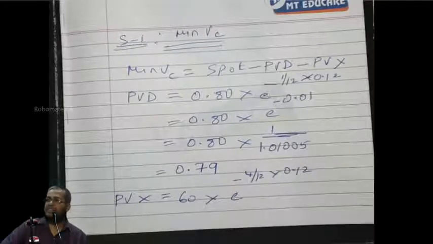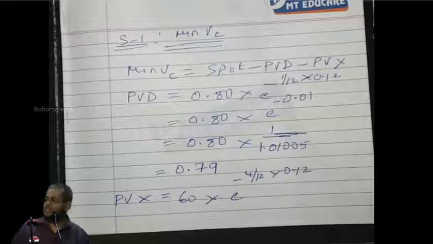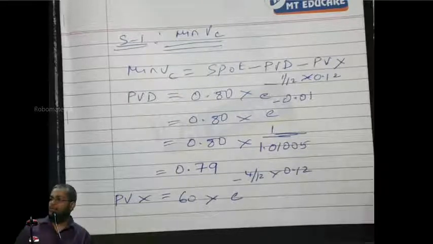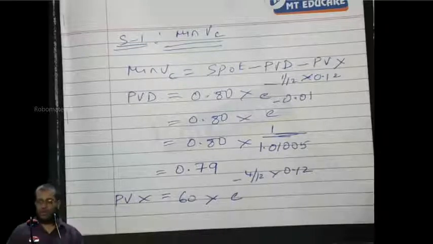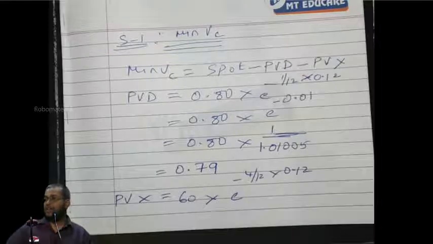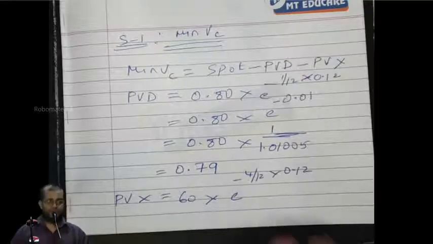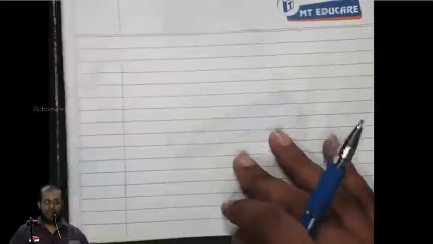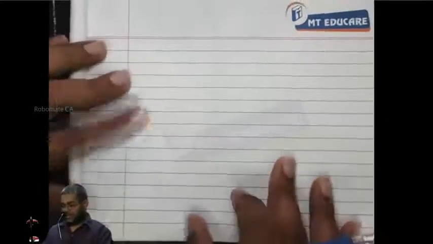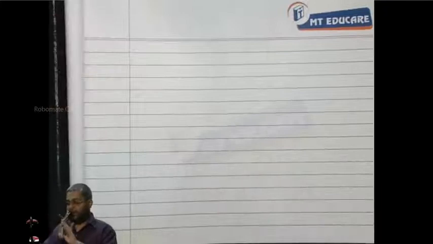The strategy is, tell me the strategy. Short sell the share. And then what? Hold the call. The strategy is, short sell the share and hold the call. Everybody up to this, are you following or not? Now, step 3. Step 2 or step 3? Yeah, step 3. Arbitrage profit.